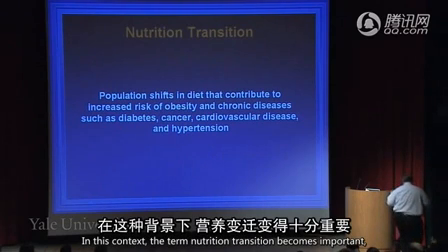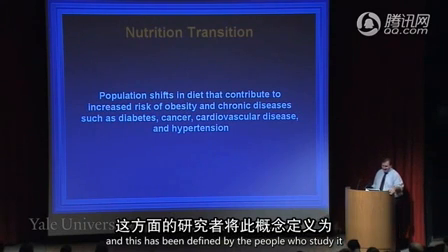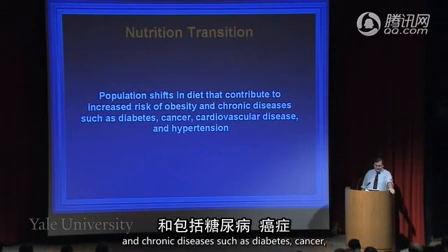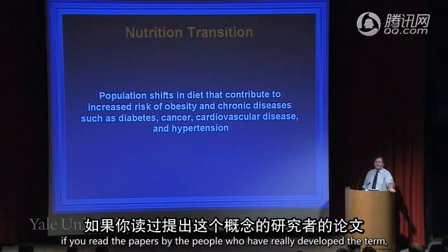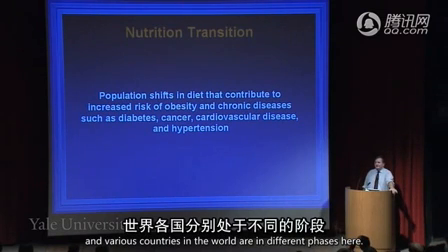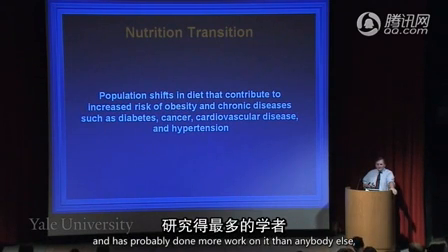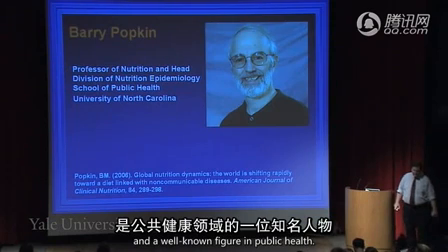In this context, the term nutrition transition becomes important, and this has been defined by the people who study it as population shifts in diet that contribute to increased risk of obesity and chronic diseases such as diabetes, cancer, cardiovascular disease, and hypertension. This transition, if you read the papers by the people who have really developed the term, has several phases, and various countries in the world are in different phases here. The person who is most well known for using this term and has probably done more work on it than anybody else is Barry Popkin, who's at the University of North Carolina and a well-known figure in public health.